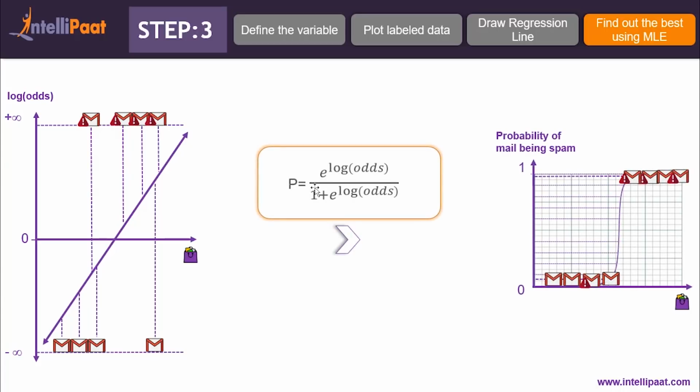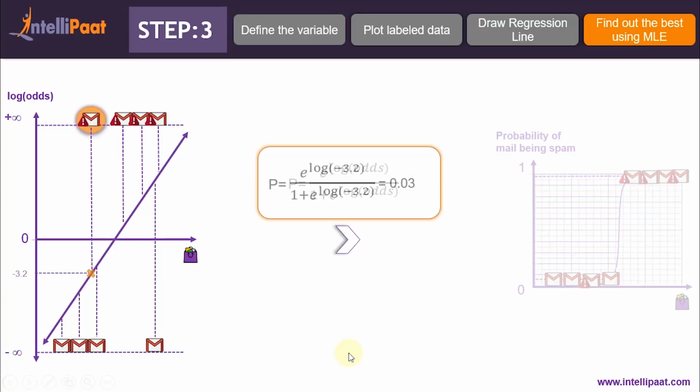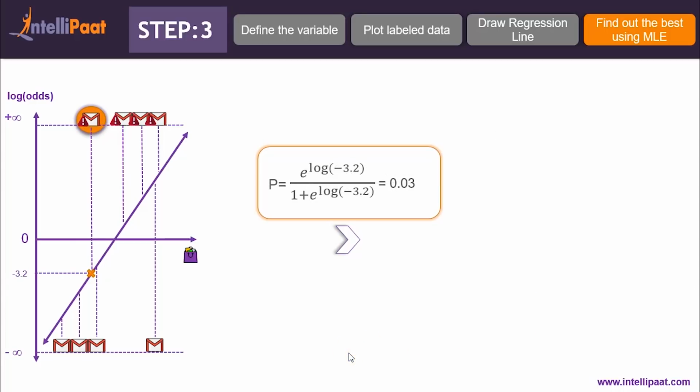So we have the formula up here: probability equals e to the power log odds divided by 1 plus e to the power log odds. One by one we'll place the log odds of each mail into this formula and calculate the probability for each mail. For example, I have this mail which, after projecting onto the regression line, gives us a log odds value of minus 3.2.